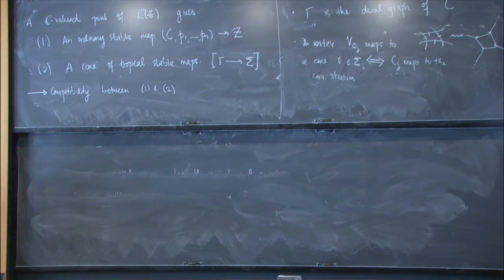Okay. Right, so the thing to keep in mind is just that it's some sort of hybrid space that has both the classical ordinary stable maps theory and this tropical theory. Okay. All right. Where do I want to go from here?